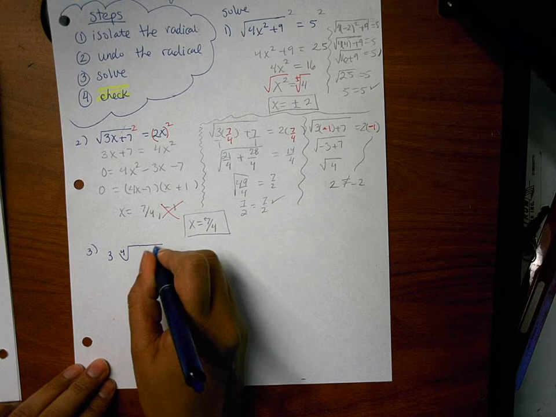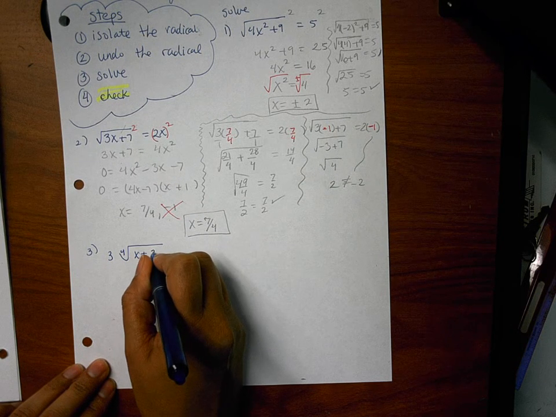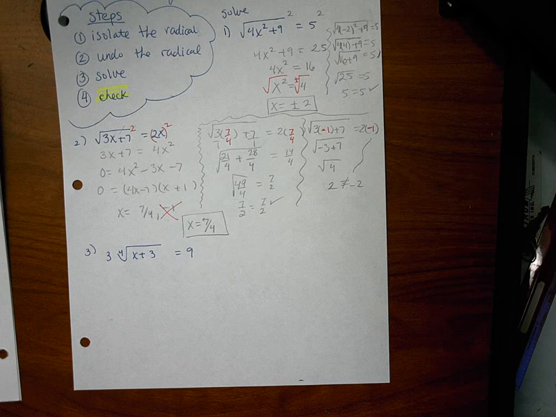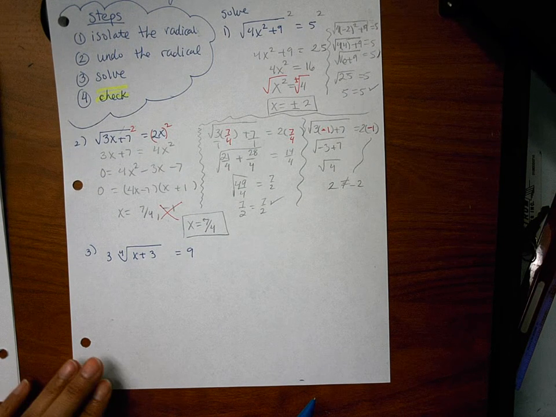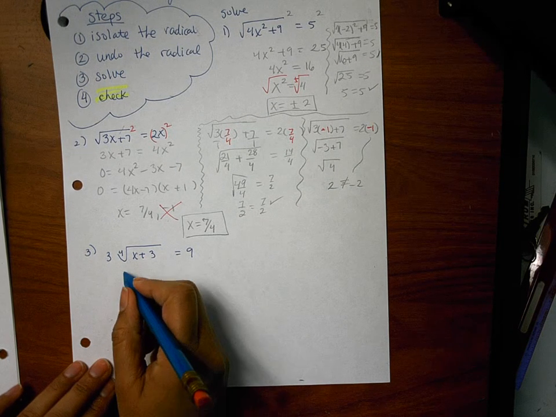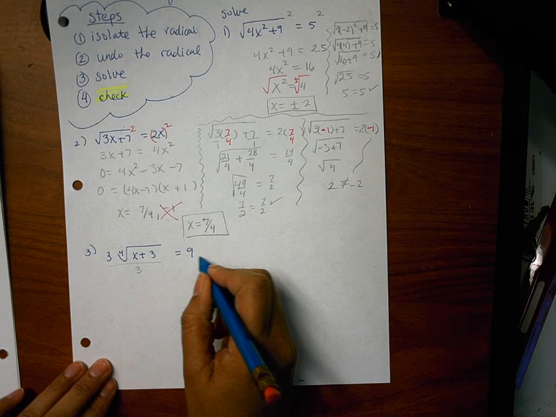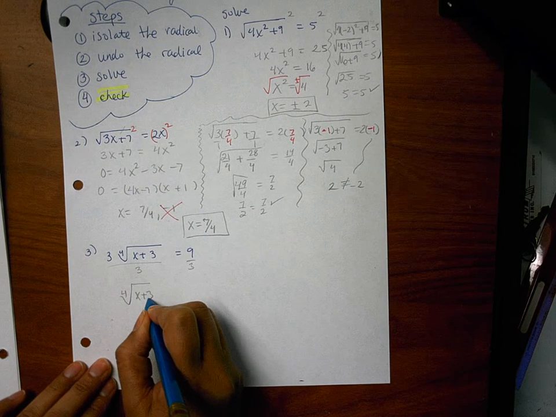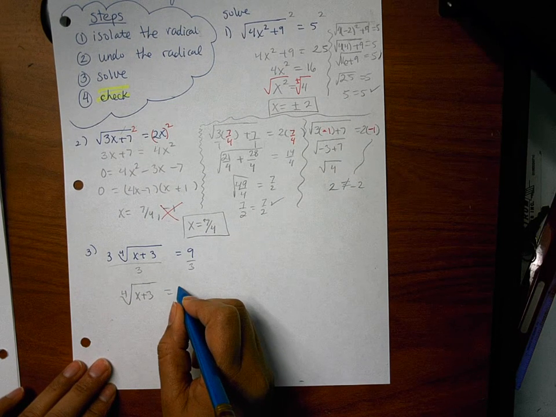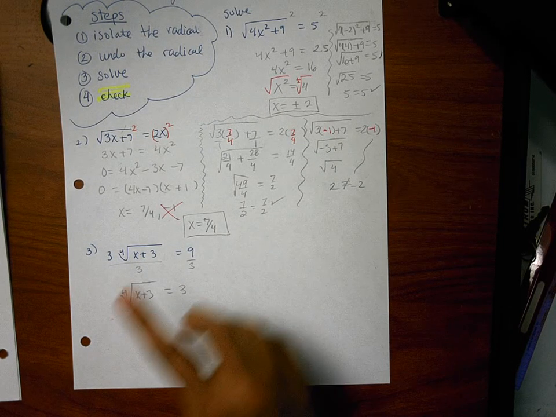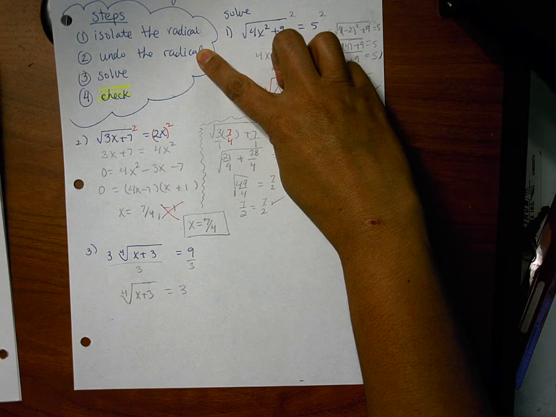3 times the 4th root of x plus 3 equals 9. All right, step 1, isolate the radical. This number's in the front and I don't want it there. I don't subtract it to the other side. I divide it to the other side. And that gives me the 4th root of x plus 3 equals 9 divided by 3 is 3. That's step 1, isolate.